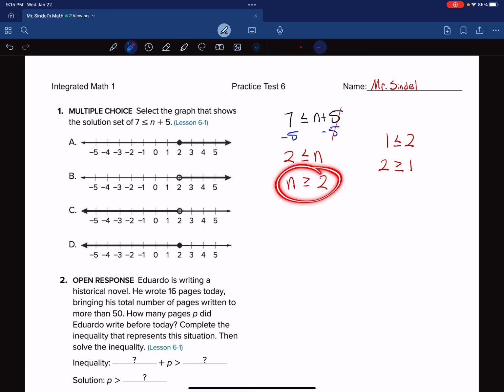All right, so there is our expression, and we're going to say that n is greater than or equal to 2. So that means I'm greater than 2, going to the right of 2. Right away, that means A and B are possibilities, not C and D. And then because I have an equal to, it is going to be a closed point. The correct answer here is A. And as a hint to everyone, whenever you have a greater than or equal to, it's kind of like this is the head of the arrow, and the arrow is pointing to the right. So you should have an arrow pointing to the right.